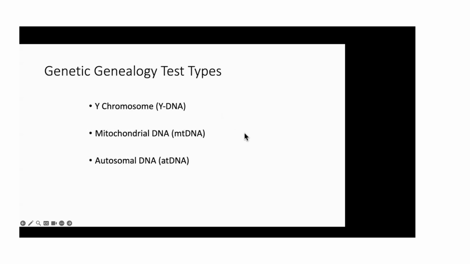There are three major DNA test types. Y chromosome testing traces a man's direct paternal line through his father's father's father and so on. Mitochondrial DNA testing traces anyone's direct maternal line through your mother's mother's mother and so on. Well, these first two tests are offered by Family Tree DNA. Autosomal DNA testing is the third and really the most popular type, and it's offered by several companies.